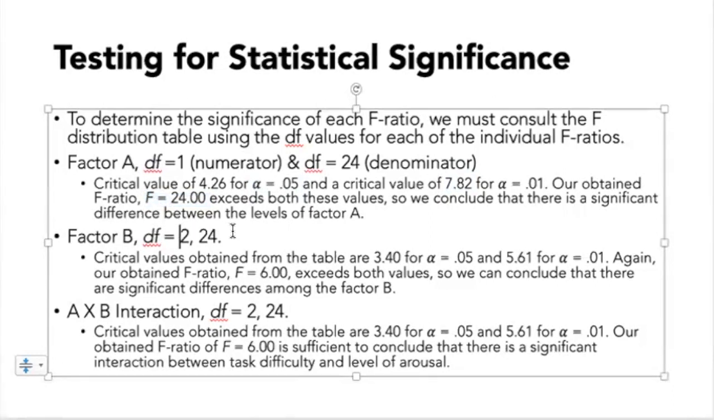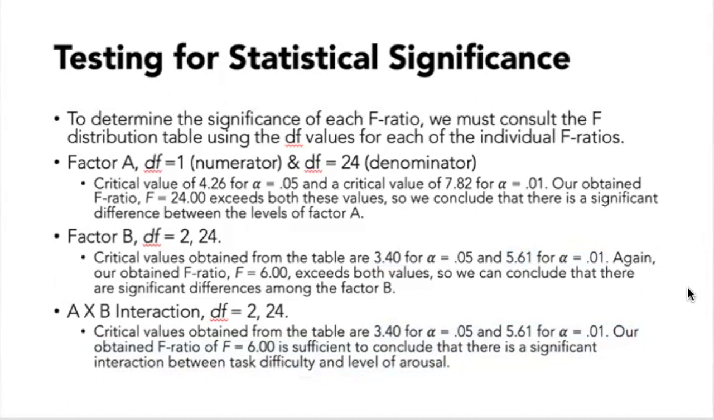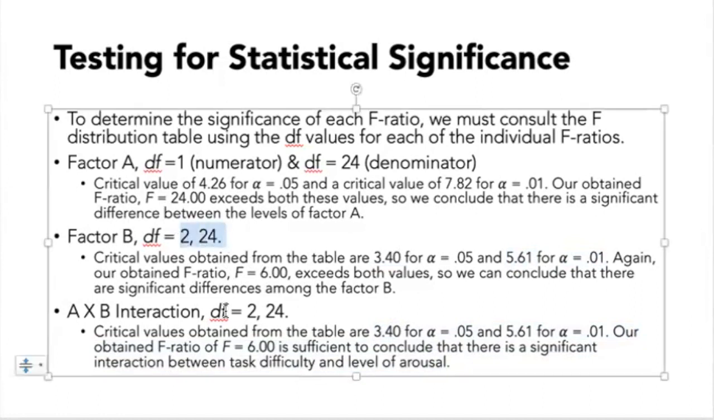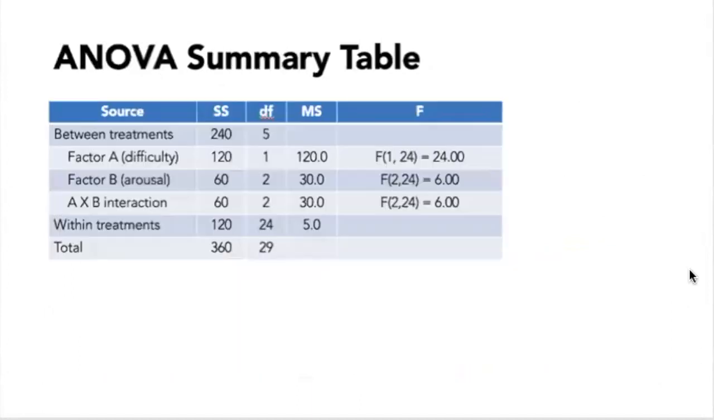Here you have numerator degrees of freedom 2, denominator is 24. Here you get for alpha 0.05 a cutoff point of 3.40, and for alpha 0.01 you get a cutoff point of 5.61. Again, here the obtained value is 6, which means it also exceeds both of these. So pretty significant. And the same goes for interaction as well, the same value. So that is also once again very significant because it has the same numerator and denominator DFs, and as a result, it has the same cutoff points.